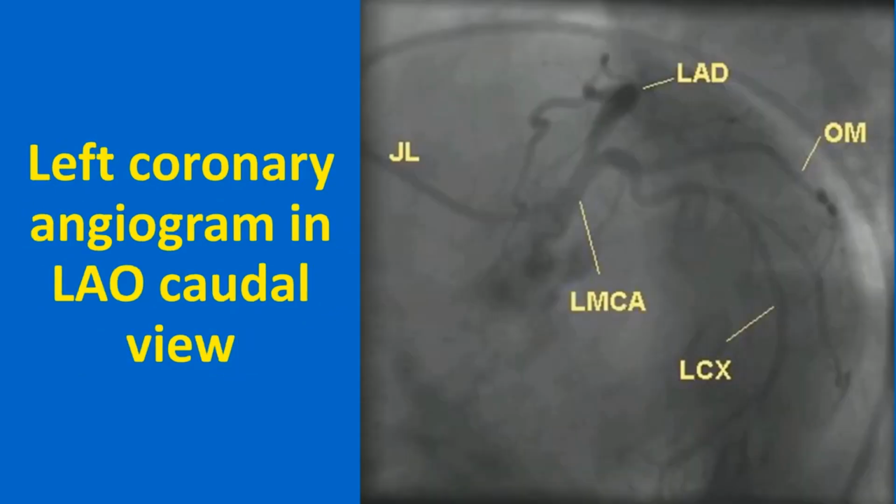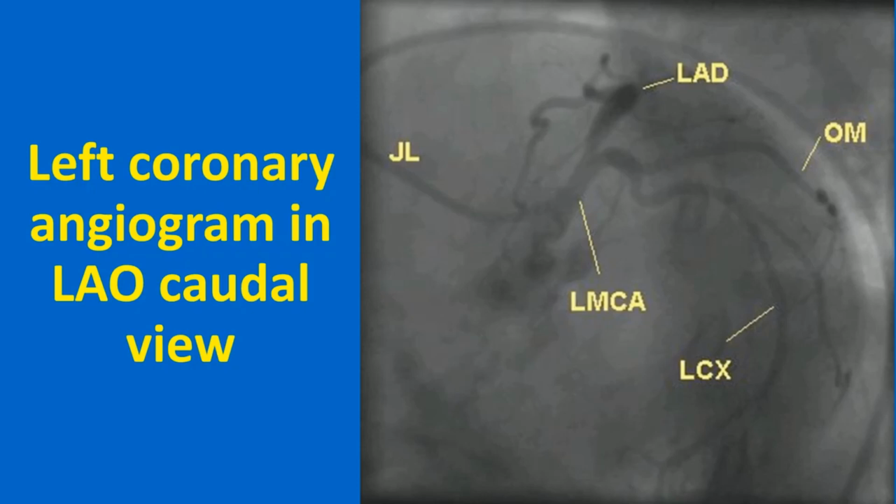This is a left coronary angiogram in LAO caudal view in another case. JL, Judkins left coronary catheter. Difference in the orientation of coronaries could be due to anatomical variations as well as mild changes in angulations used. X-ray penetration will be less in LAO caudal view, especially in obese individuals.